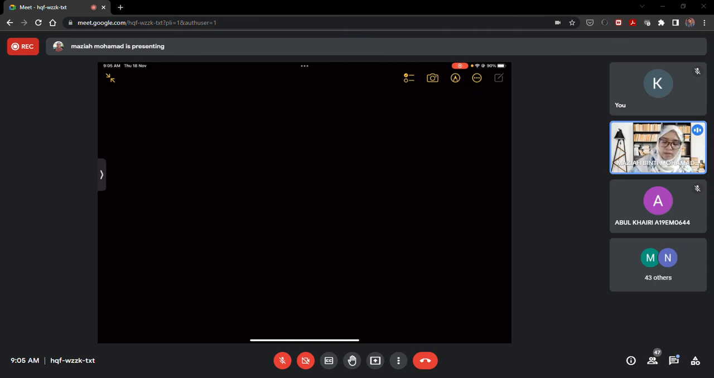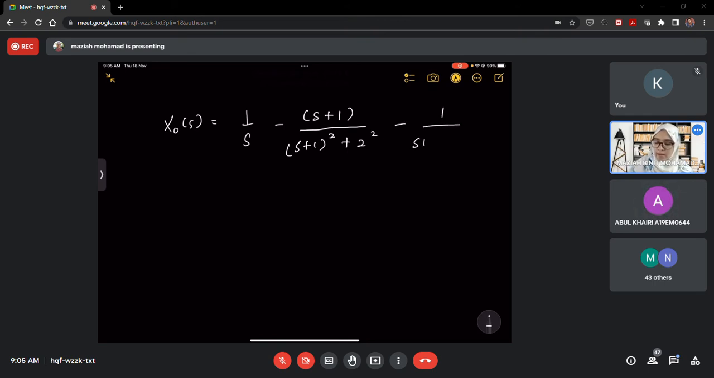Okay, so let's see the function. X naught S is equal to 1 over S, minus S plus 1 over S plus 1 square plus 2 square, minus 1 over S plus 1 square plus 2 square. Right. Okay, so which part you don't understand? The 1 over S plus 1 square plus 2 square. Okay, let's just focus on that.